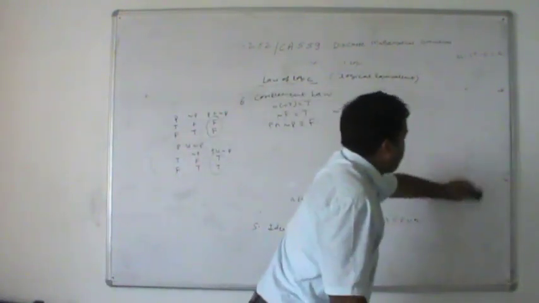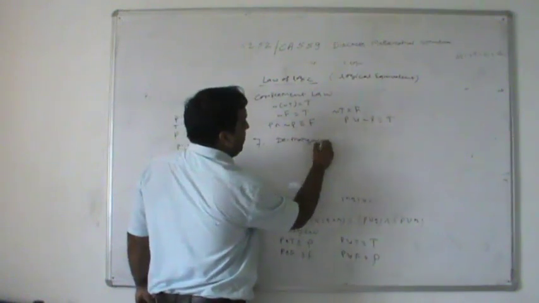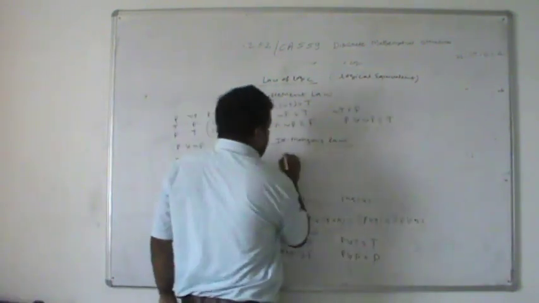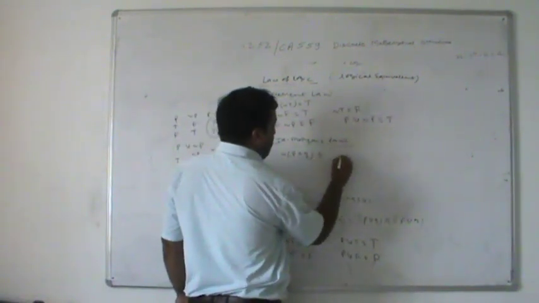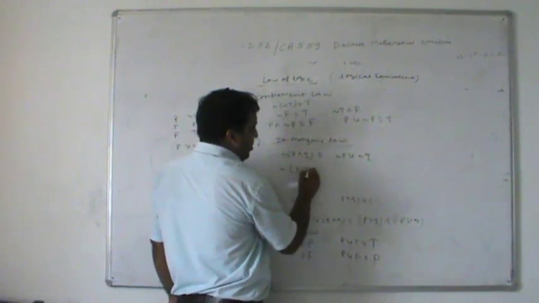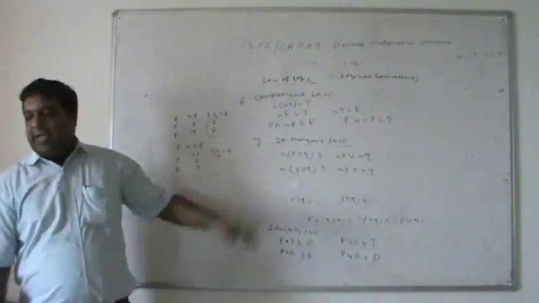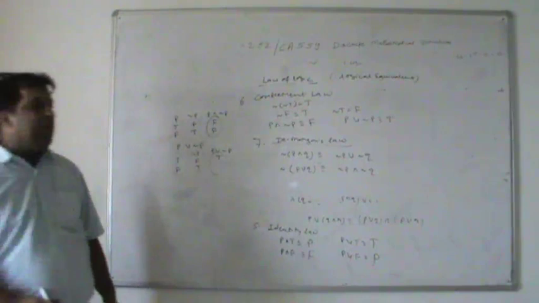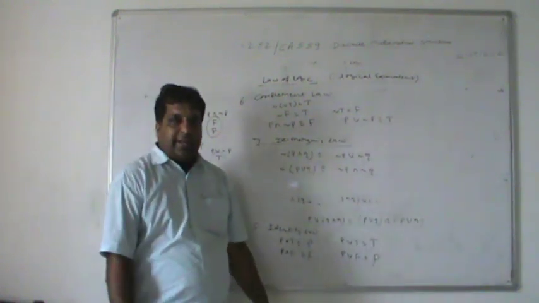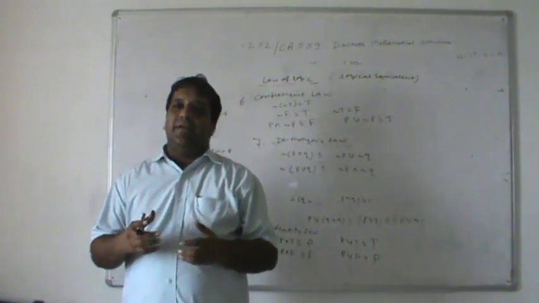So now the next law is called the De Morgan law. That is also a very important law, and that law says negation of P and Q is logically equivalent to negation P or negation Q, and negation of P or Q is logically equivalent to negation P and negation Q. So there are a total of seven laws in which we can identify how the value of the left hand side is equivalent to the right hand side. So based on the laws of logic, we can solve any expression in an easier way.